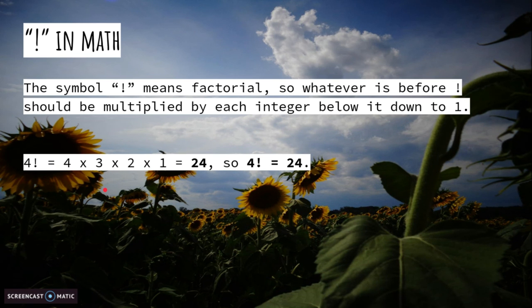But like I said, it can lead to big numbers, because if you had 100, it would be 100 times 99 times 98, all the way down to 1. So 4 factorial equals 24, because 4 times 3 times 2 times 1 equals 24. So that's what that means.